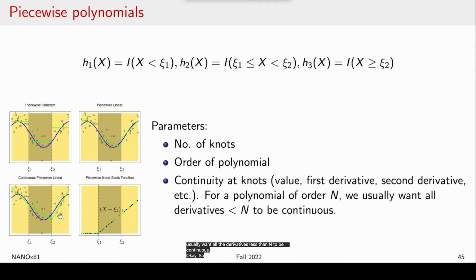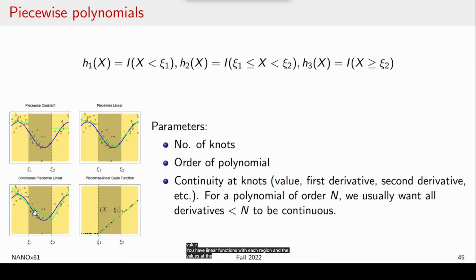So this is basically what happens when you do a continuous piecewise linear fitting to this data. You have linear functions in each region, and the values at the edge, at the transition points epsilon 1 and epsilon 2, they must be continuous, right? You cannot have a jump in your values like this. Okay, all right.